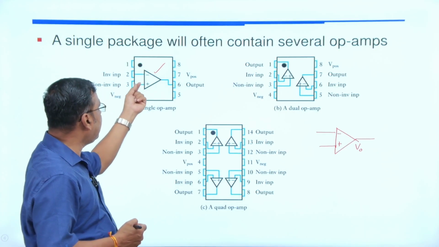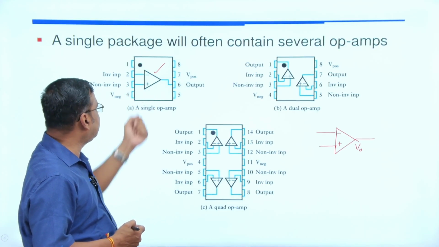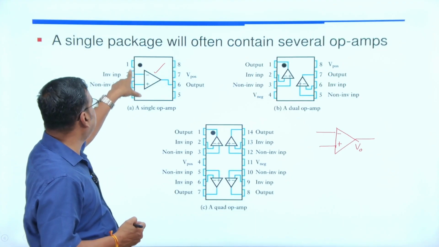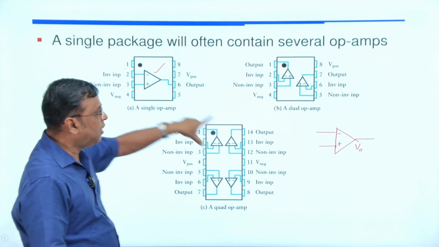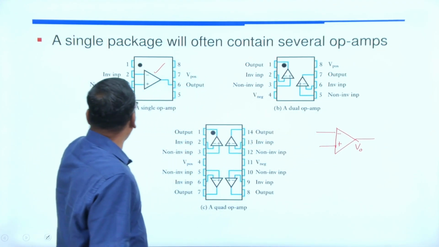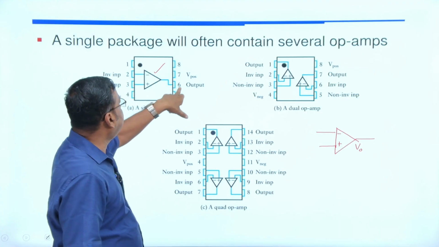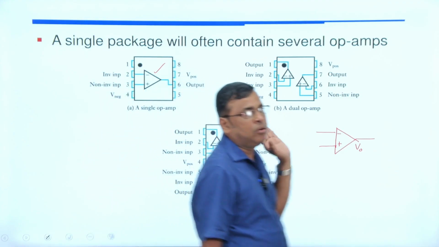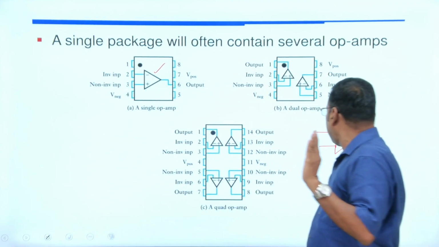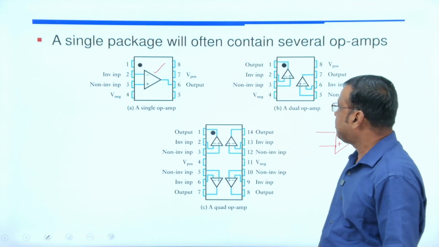Particularly in a single op-amp IC, this is pin number 1 and this is pin number 2, and pin number 2 is the inverting input, the minus terminal I already told you about. The non-inverting input is pin 3, and here is pin number 6. So we have the 3 pins. You must know what is inverting, what is non-inverting, and what is the output.